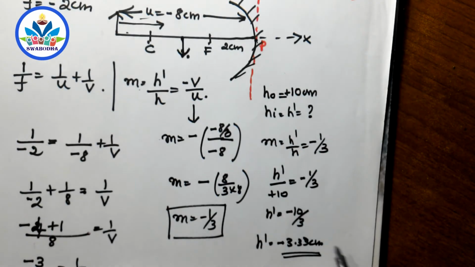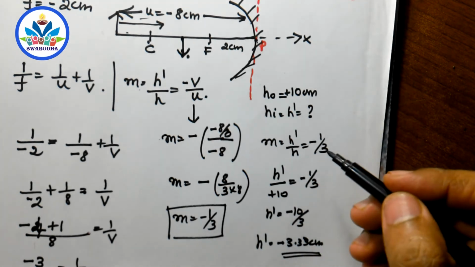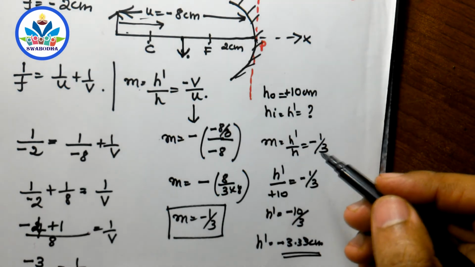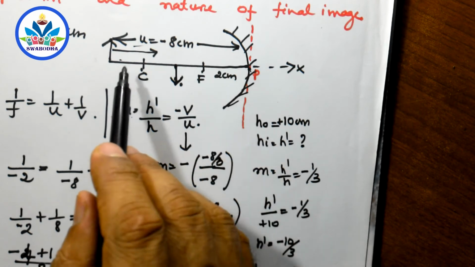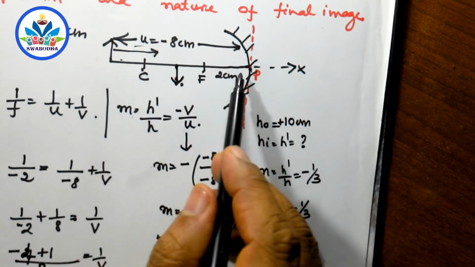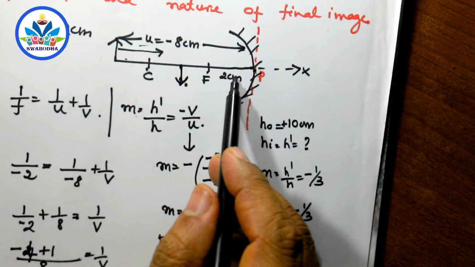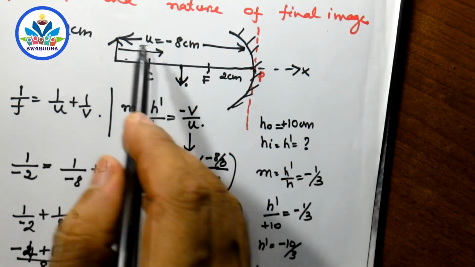So our answer is correct. So this is how you have to apply the sign conventions. And in the next video, I am going to deal with all the possible cases, because first of all, I will keep all the objects and images at particular distances, and then I will get the image formation by considering different rays.